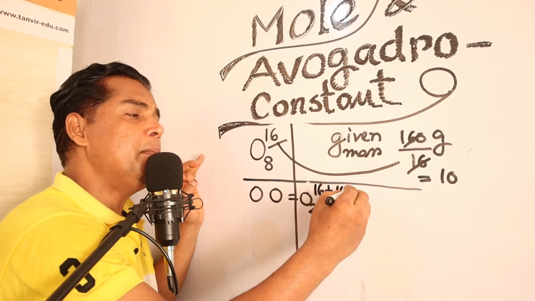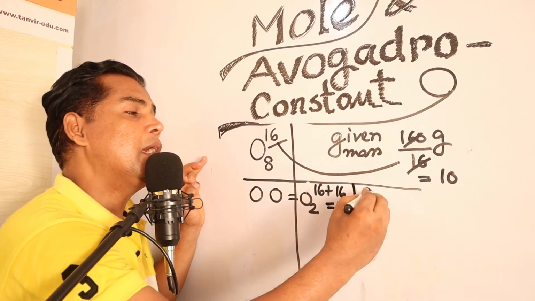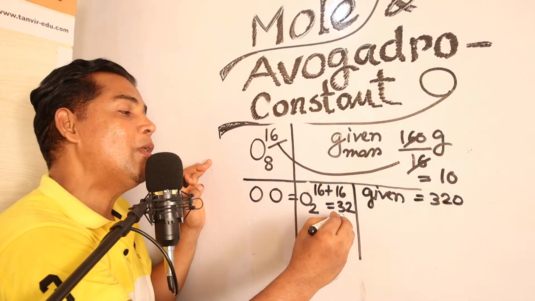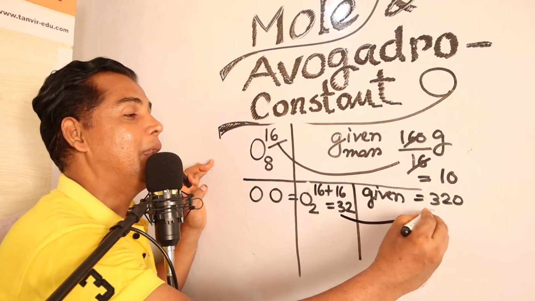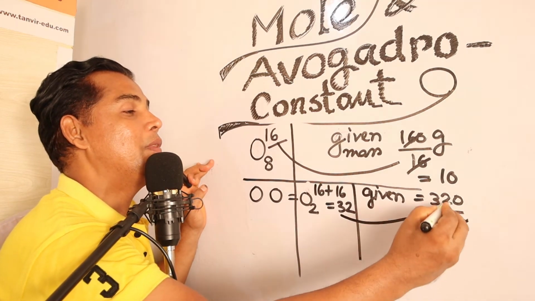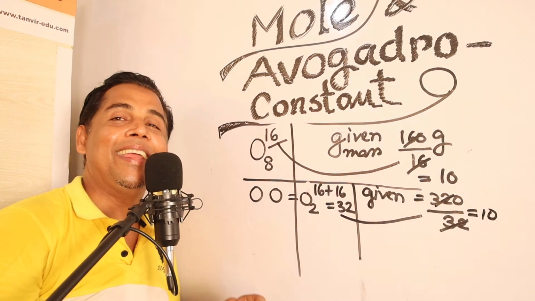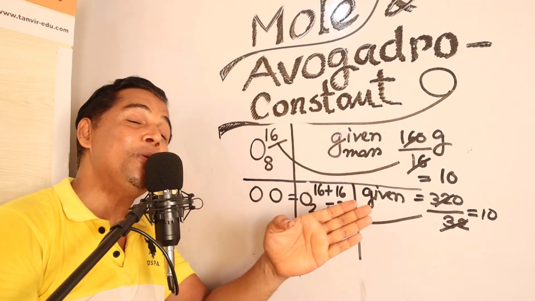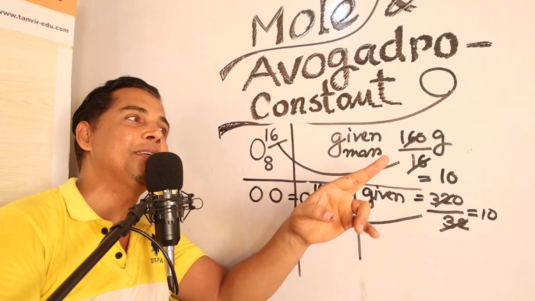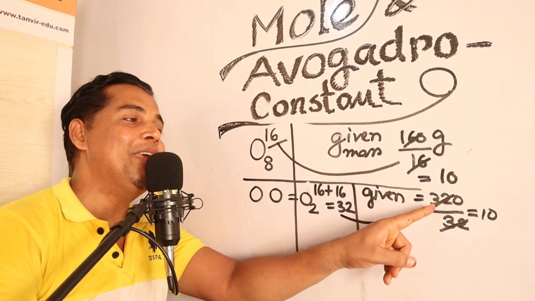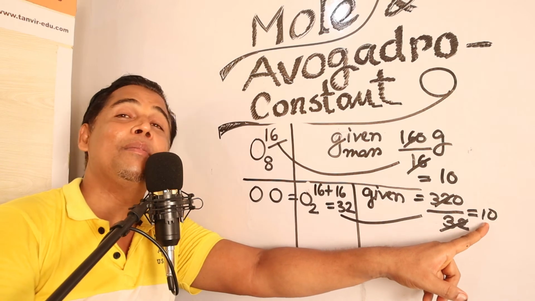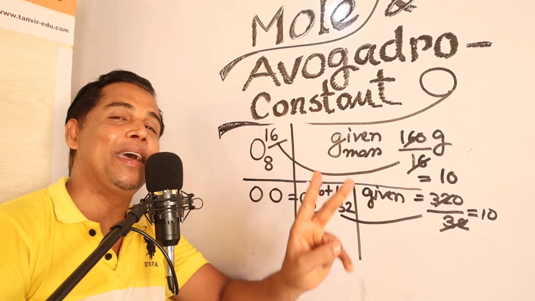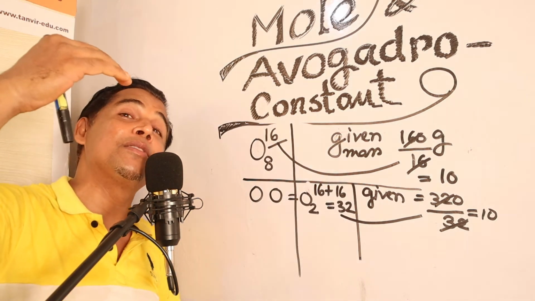So if the given mass is suppose 320 grams, what is the mole number? 32 is the molar mass. If you divide by 32, that will be 10. In every case, the result won't be 10. For suitability in calculation, I am taking 160 and 320. If you give 500, the mole number will be different. No matter, in every case 10 won't come in the mole. The given mass will be different.